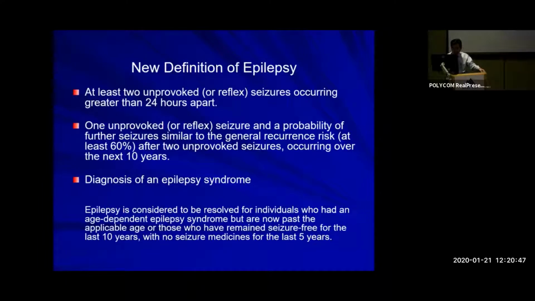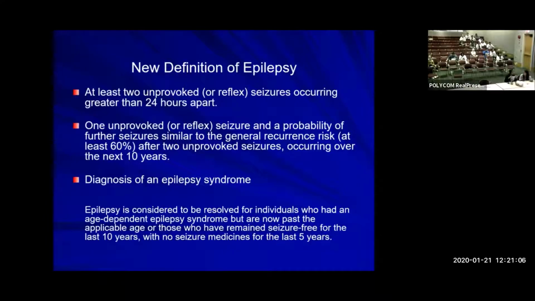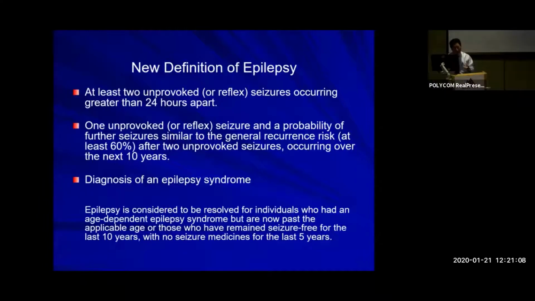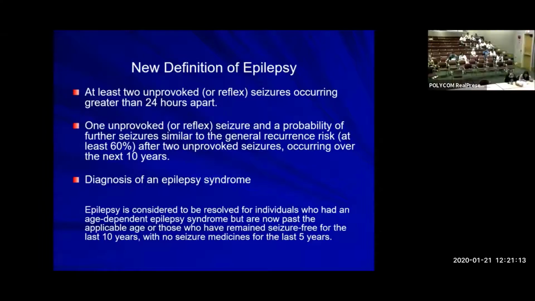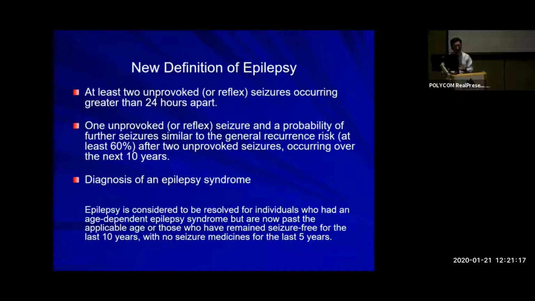The problem is they didn't define how to get to that 60% on a practical level. Generally what that means is that if you have one unprovoked seizure and you have an abnormal EEG that demonstrates epileptiform activity and/or a brain imaging study that shows a discrete lesion that could cause seizures, that's probably enough to get you over that 60% mark. So somebody comes in with the first seizure, and you do an MRI and find a meningioma. That's probably enough to tip you over the 60% mark, and you can make the diagnosis of epilepsy.